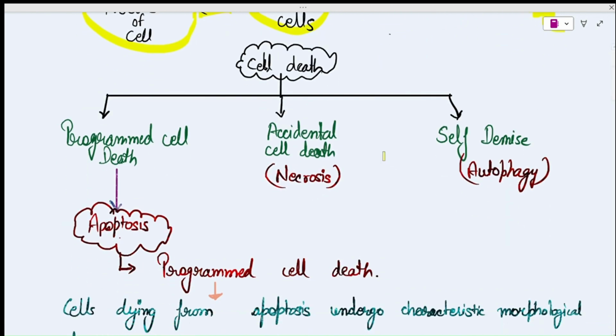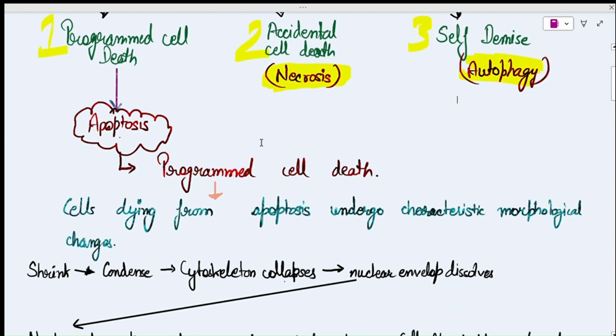This cell death can be classified into three classes. First is programmed cell death, which is a sequential process so that our cells die in a pre-planned way. Second is accidental cell death, which we call necrosis. This happens due to some shock or damage, some cleavage, etc. Third is self-demise, which is autophagy, when the cells of our body eat up other cells. Our main focus here is apoptosis, which is what we call programmed cell death.